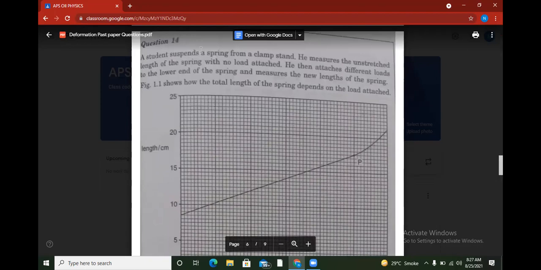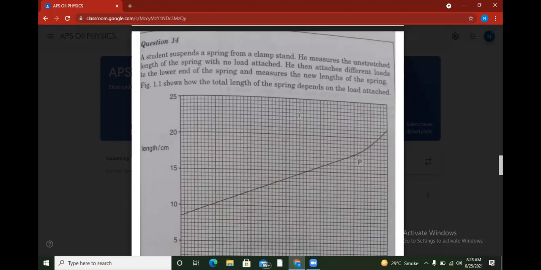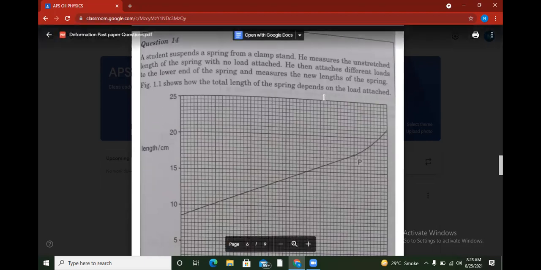A student suspends a spring from a clamp stand. He measured the unstretched length of the spring with no load. So first he just hung the spring on the clamp stand and measured the original length of the spring. He then attached different loads to the lower end of the spring and measured the new length of the spring. After adding the loads, he measured the length of the spring, the extension length. Now show how the total length of the spring depends on the load attached.